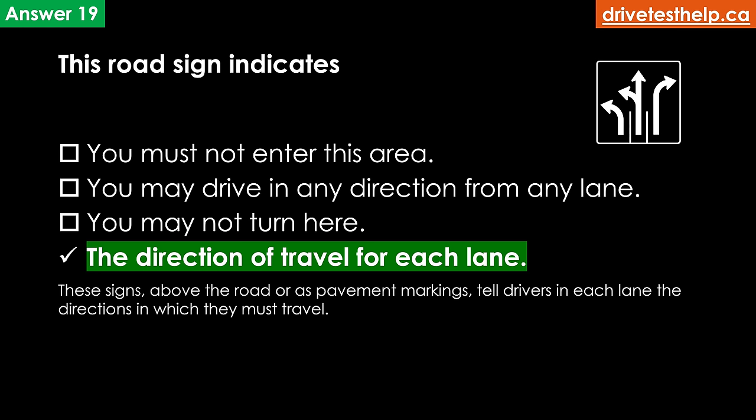These signs above the road or as a pavement marking tell drivers in each lane the directions in which they must travel. This particular sign means that drivers in the left lane must turn left, drivers in the center lane must either turn right or go straight. The drivers in the right lane must turn right.